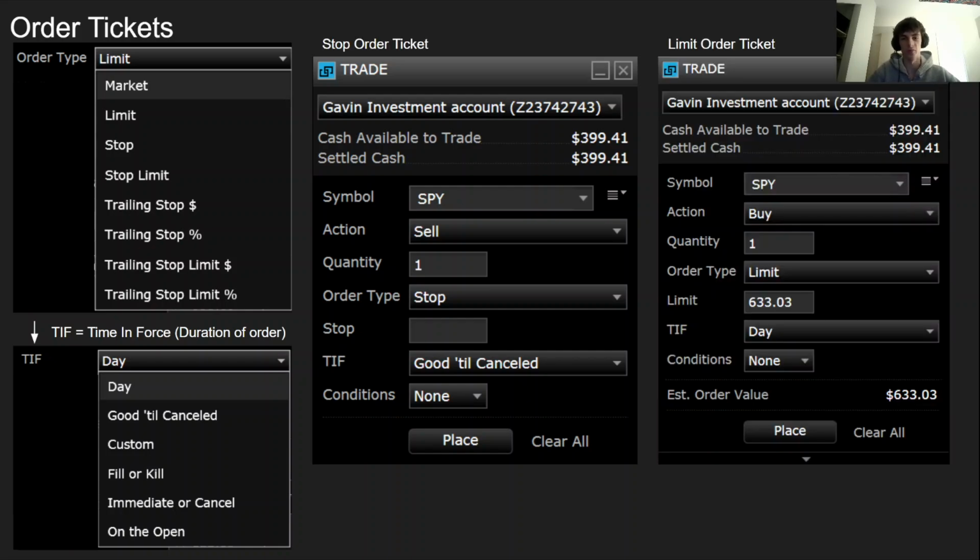And so these are two very specific trade tickets. In the middle is a stop order ticket, and then a limit order ticket. So you can see for a stop order, it's not filled, but you can enter the stop price, and then for a limit, you can enter the limit price, and then for both of them you'll have a time in force and an action here.